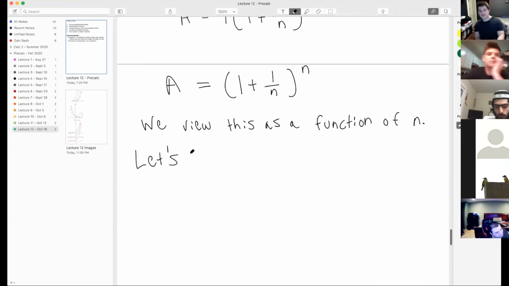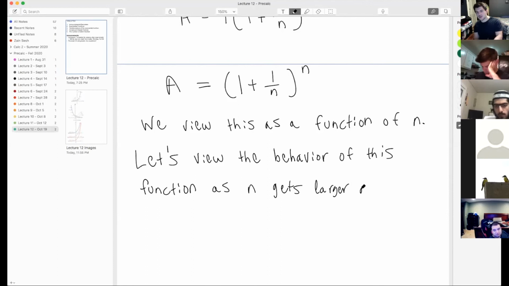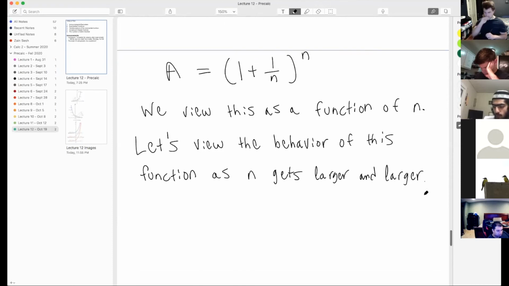So as I was saying, let's view the behavior of this function. I want to let n, this number of compounds, get larger and larger. As n gets larger and larger. Okay. Yeah, so let's do that.